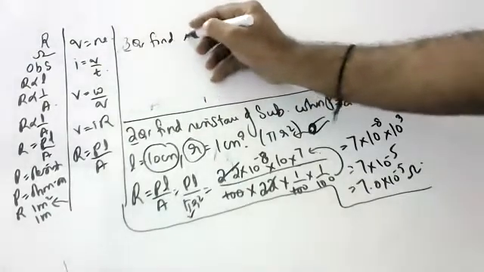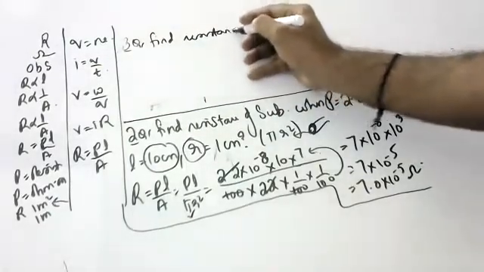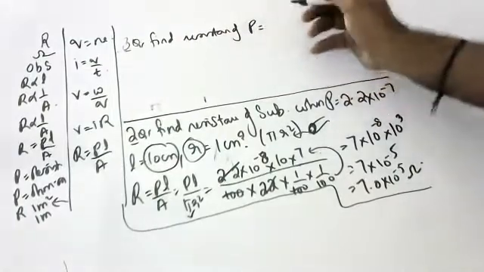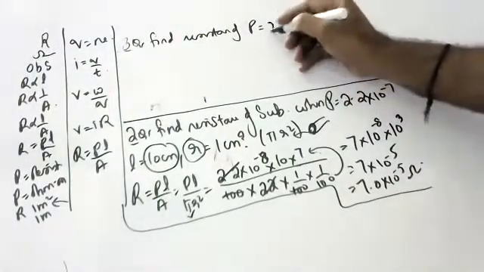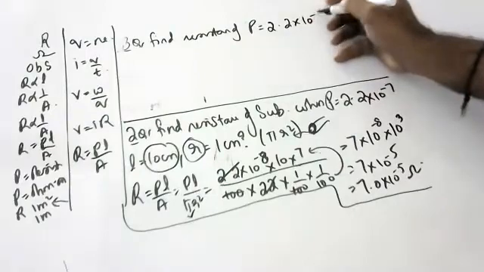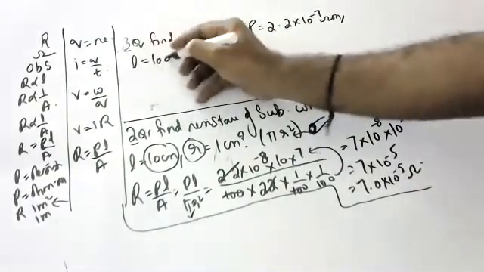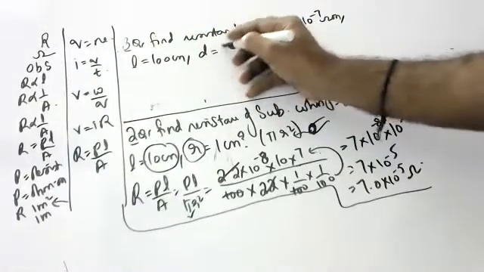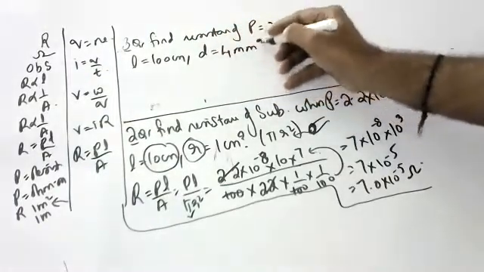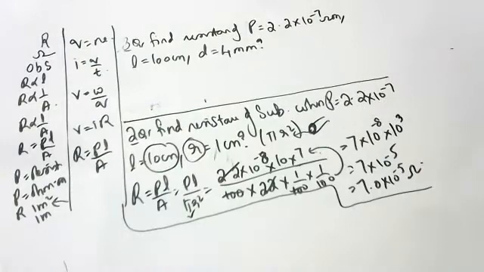Find the resistance of a material whose rho is 2.2 into 10 to the power of minus 7 ohm meter, and length is 100 centimeters, diameter is 4 mm. Like this question they ask. Diameter is 4 mm. Mm to meters, divide by 1000, children.